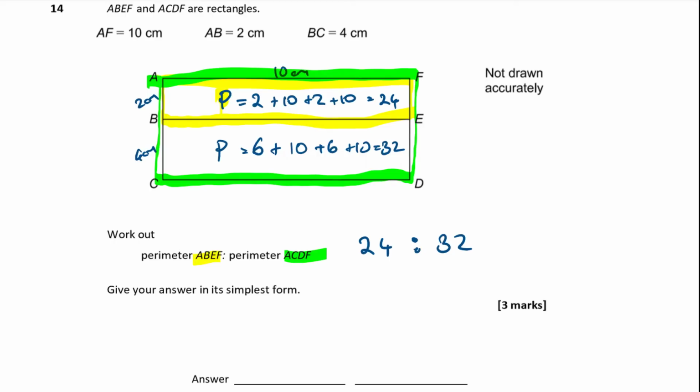Now it does say give your answer in its simplest form, and this one can simplify because 24 and 32 have some common factors. I think 4 goes into both of them. Oh, 8 goes into both of them, don't they? I can divide them both by 8. It's worth spending a bit of time to see if you can find a bigger common factor before you divide, because it makes your life a little easier. You don't have to do so many jumps. So 8s into 24 go 3 times, and 8s into 32 go 4 times. So that's my ratio, 3 to 4.